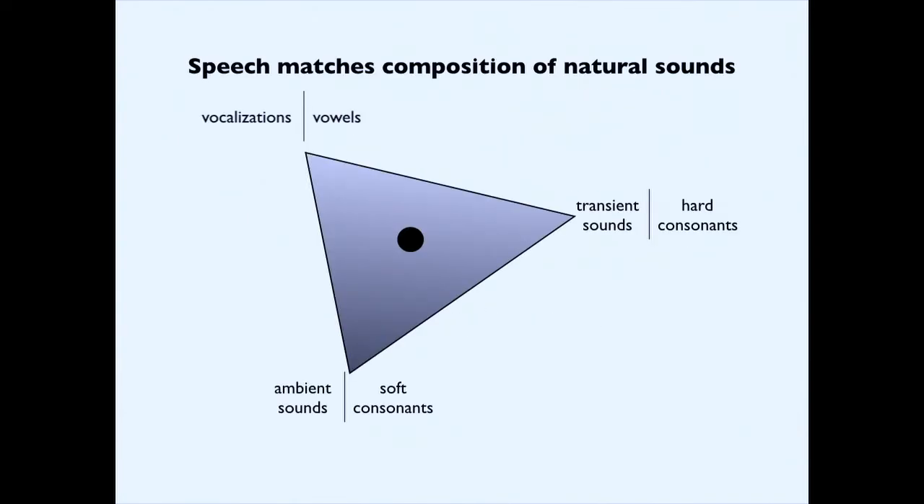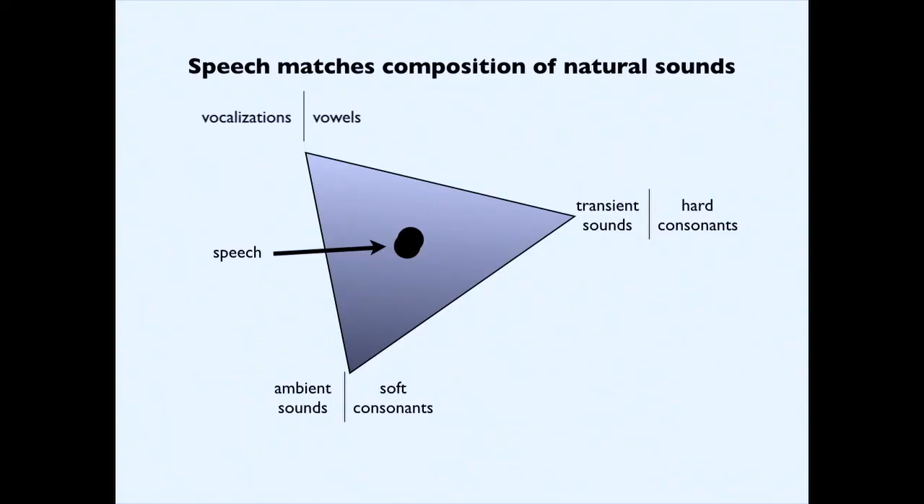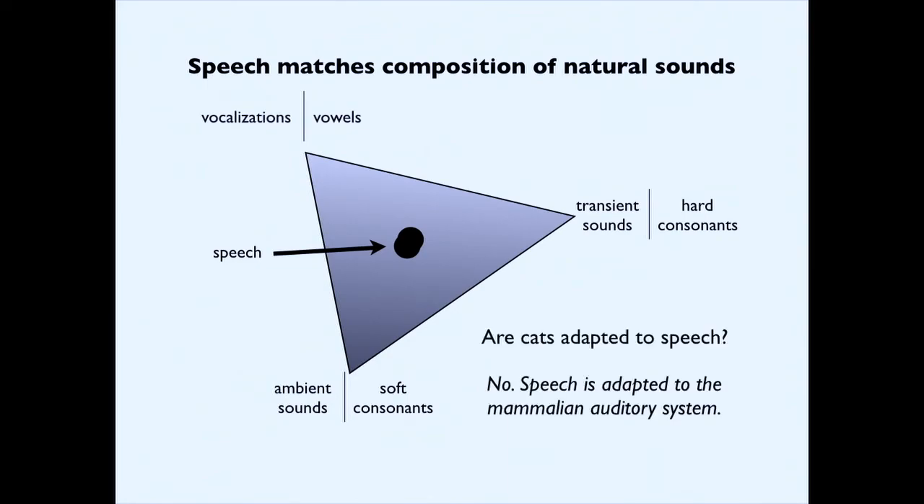Probably not. It turns out speech very closely matches the natural composition of sounds. Vocalizations correspond to vowels, transient sounds correspond to hard consonants, and ambient sounds correspond to soft consonants. And it just so happens speech sits right in the middle. So a more concise explanation is, cats aren't adapted to speech, it's the other way around. It's more that speech is adapted to the pre-existing mammalian auditory system.